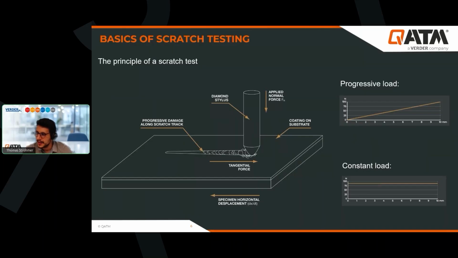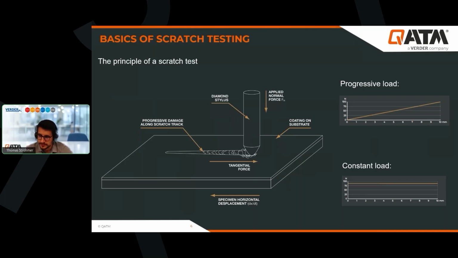Let us now look at the basic procedure of a scratch test. During the test, an indenter with a defined geometry, according to the standard, is placed on the coated surface. The specimen is then moved, so the slide is moving to a specific position at a specific speed. At the same time, we apply a progressive load. It could also be a constant load, so it depends on the standard you are going to follow.